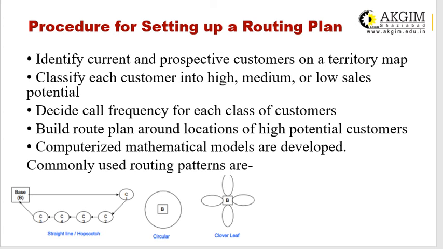In the circular method, the control unit is located in the center, and it is the work of the salesperson to move over the diameter that has been allotted to him. In the clover leaf, the base unit is at the center, and he mostly covers his territories in a semicircular manner.